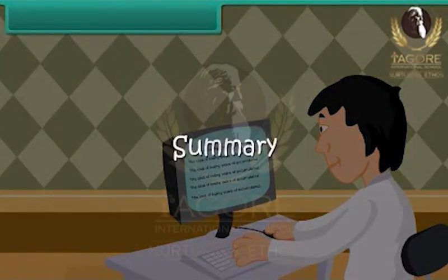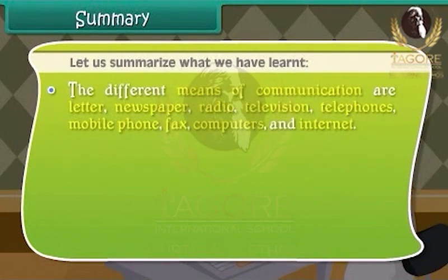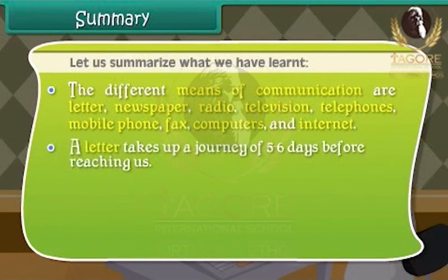Summary. Now friends, let us summarize what we have learnt. The different means of communication are letter, newspaper, radio, television, telephones, mobile phone, fax, computers and internet. A letter takes up a journey of 5 to 6 days before reaching us.